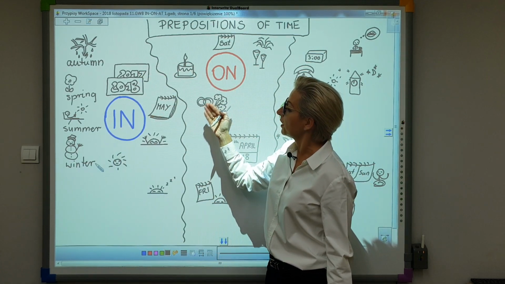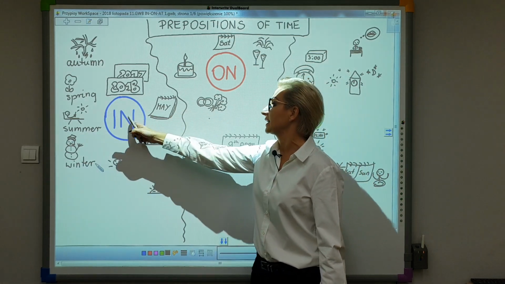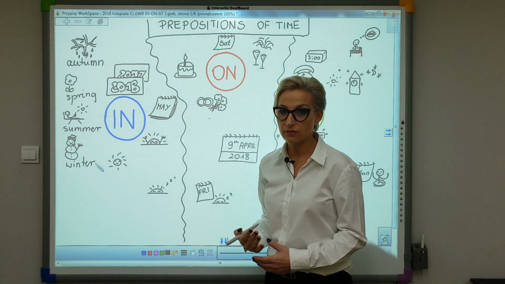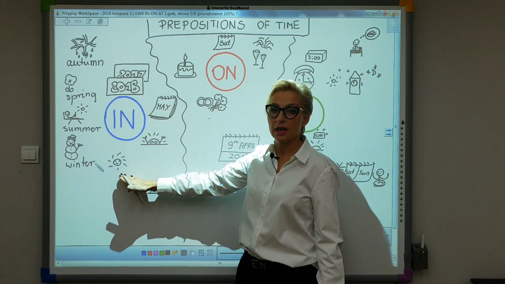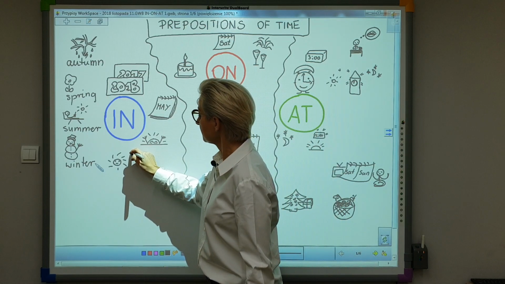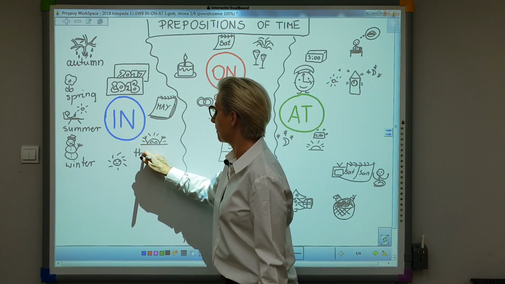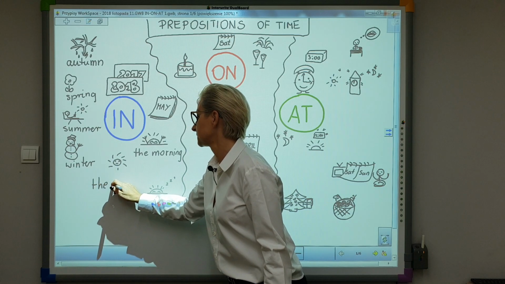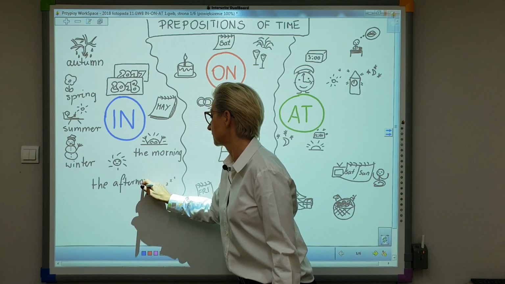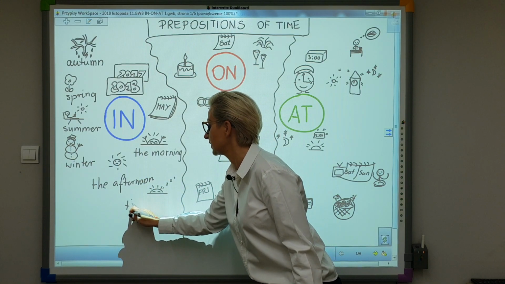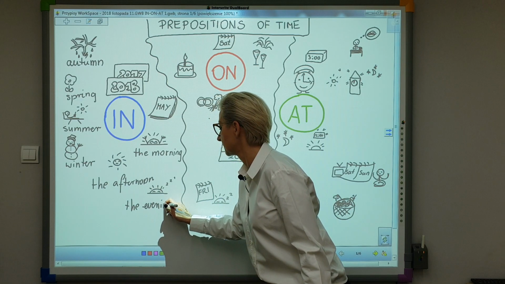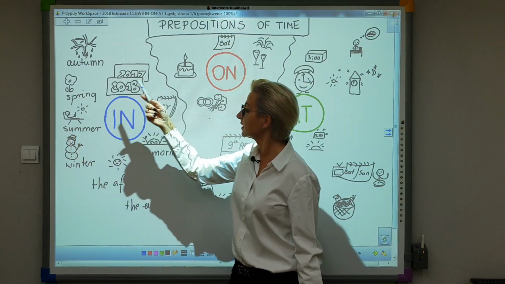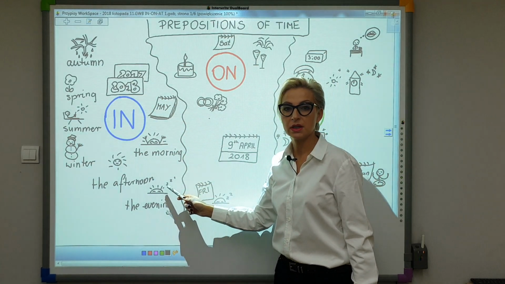Years are divided also into months. That's why we say in May, in April, in September, in November, and so on and so forth. We have also time of the day. That's why we say in the morning, in the afternoon, and in the evening. So remember, in with years, with seasons, with months, and with time of a day.